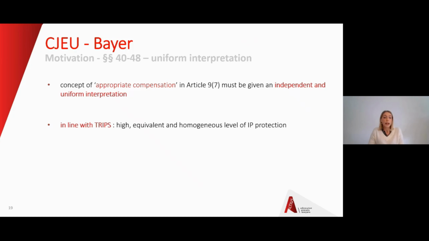So it is not up to the national courts to decide on the scope or the way that this concept is interpreted. And the court also says in that respect that this is in line with TRIPS, because TRIPS allows the member states to go a bit further to provide extra protection, and the court says that this is effectively what the legislator of the EU wanted to do here, namely provide for a high, equivalent, and homogeneous level of IP protection.